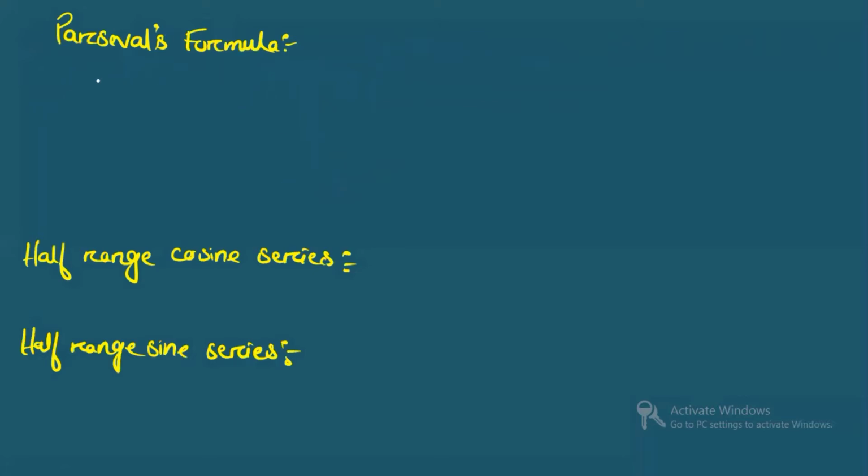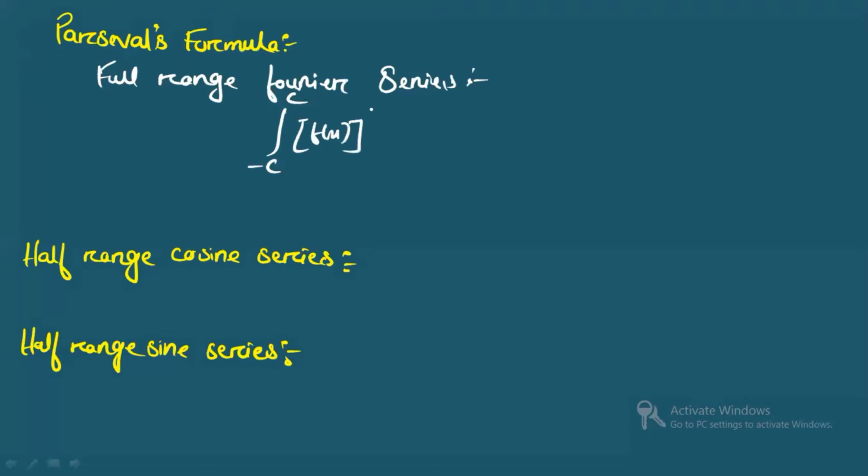Clear? Next we will see the Parseval's formula. For the full range Fourier series, you will write the integration from minus c to c of f(x) square dx, and it is equal to c times, 1 by 2 a naught square, plus summation n equals 1 to infinity of an square plus bn square, the coefficients squared.